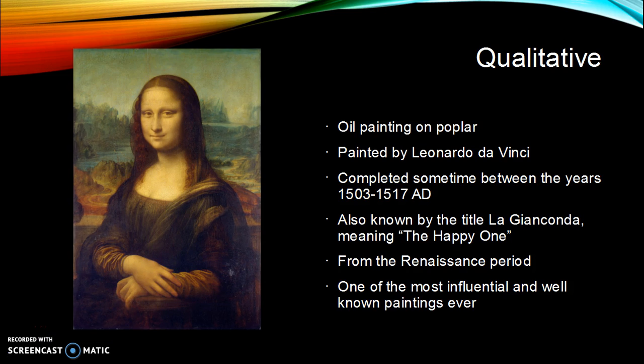Now, let's talk about the Mona Lisa from both qualitative and quantitative standpoints. Qualitative analysis of the Mona Lisa would show that it's an oil painting on poplar. It's painted by Leonardo da Vinci. It was completed sometime between the years of 1503 and 1517. It's also known by the title of La Gioconda in Italian, which means the happy one. It's from the Renaissance period, and it's one of the most influential and well-known paintings ever. All of these things describe qualities that the Mona Lisa has.